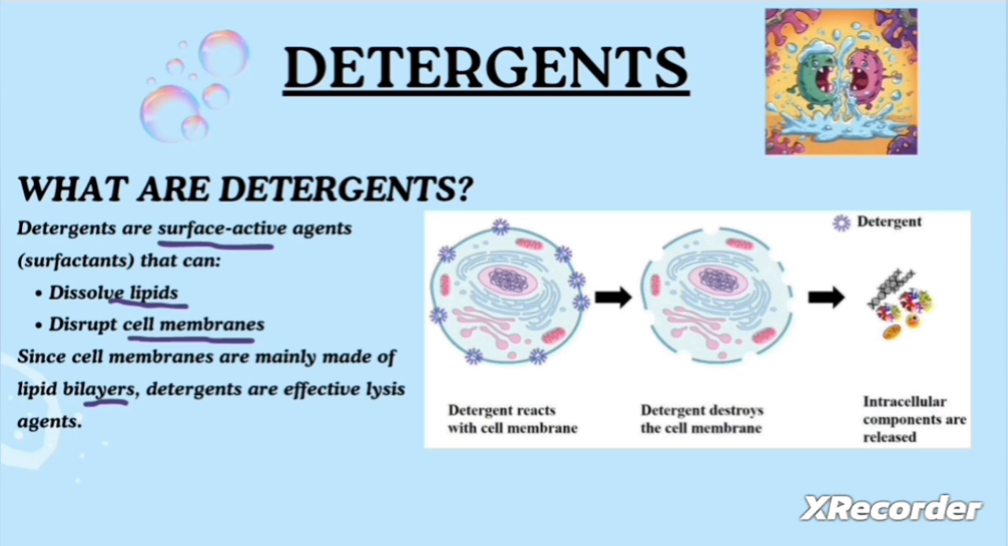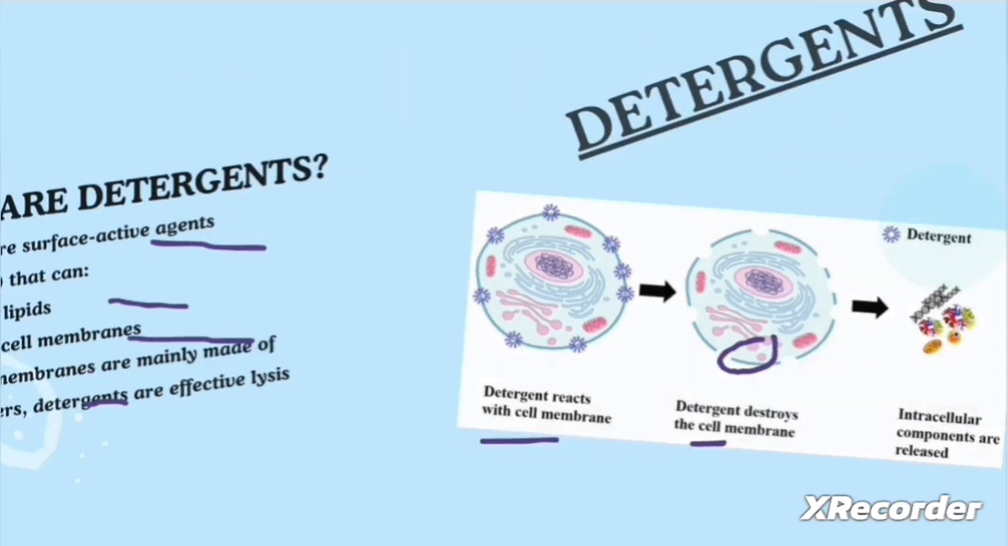As you can see in the image as well, detergents mainly react with the cell membrane of the organism. They destroy the cell membrane, due to which these types of holes and pores are created in the membrane, and from these the intracellular components of the cells are leaked out and ultimately the cell ruptures. So this was the basic mode of action of detergents. Let us understand their mode of action in detail.